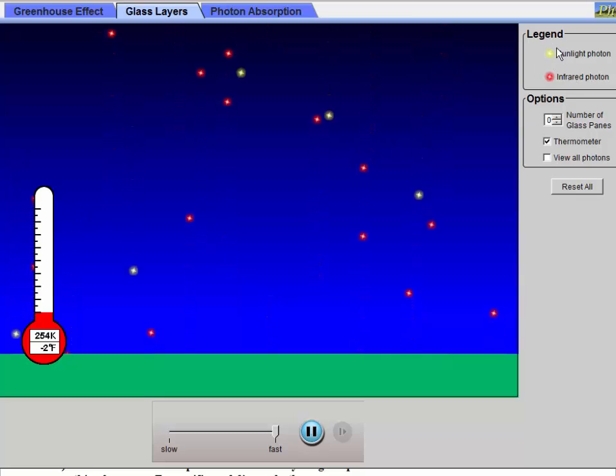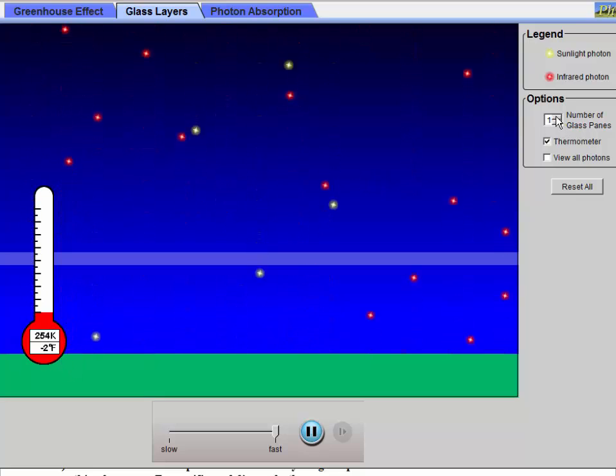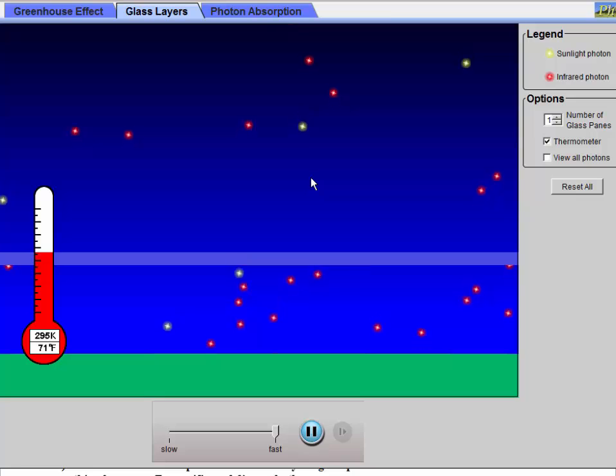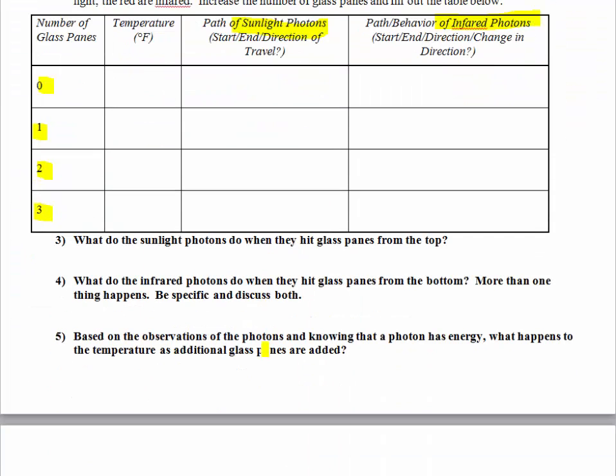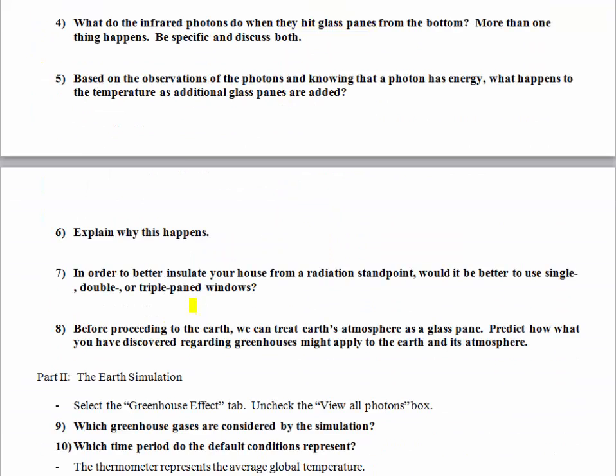So as I said, what you're looking at is these little lights. Just pay attention to the direction of them and pay attention to the temperature. What we can do is add some glass panes. Now do wait a little bit for the temperature to stabilize before you make your reading, but pay attention to the path that these little pieces of sunlight and infrared light actually go. And you're just going to do 1, 2, 3 glass panes, and observe the temperature and what's going on with it.